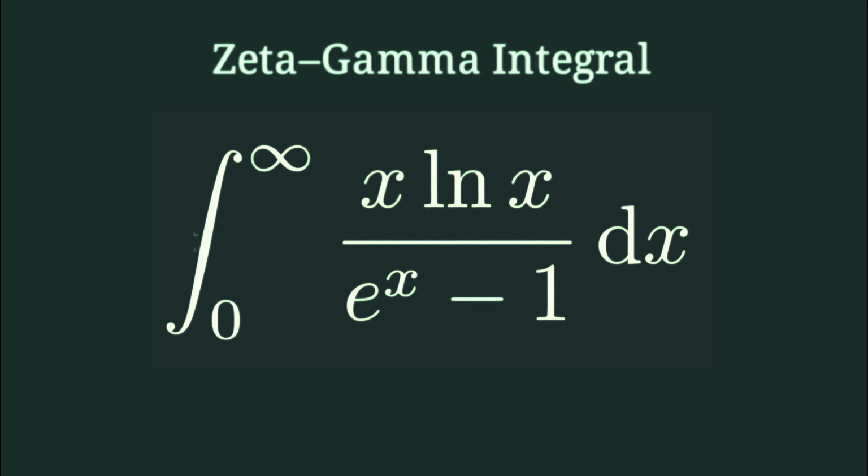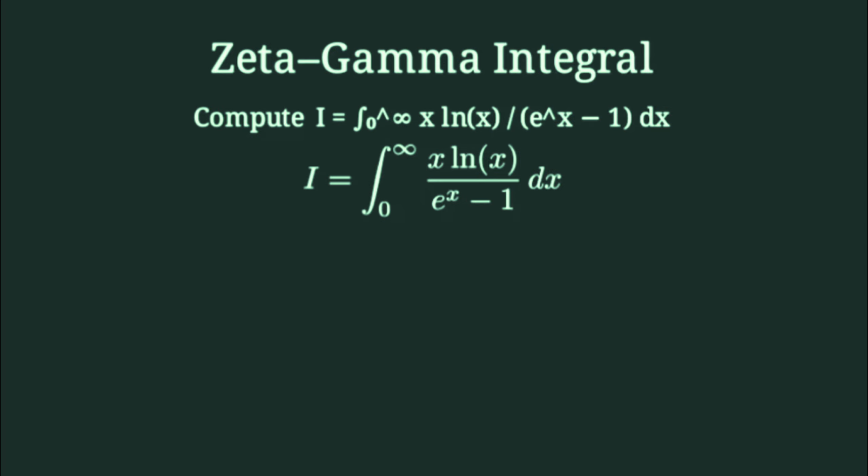In this video, we will solve a beautiful and famous zeta-gamma integral. The goal is to evaluate the integral from 0 to infinity of x times natural log of x, divided by e to the x minus 1. We'll do this step by step and connect it to the gamma function and the Riemann zeta function. Let's write the integral clearly so we can focus on the structure.